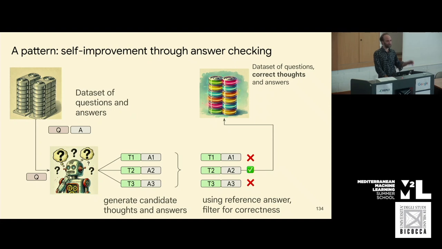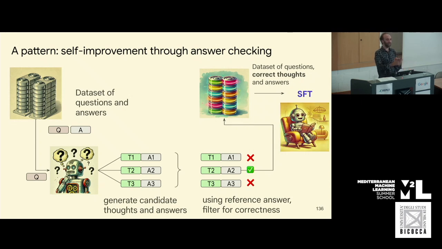My previous data set was questions and answers. And now my new data set is a data set of questions, correct thoughts, and answers. Again, under the assumption that a correct thought means a thought that led to an answer that was equivalent to the gold reference one. And then I do SFT on that new data set. So now I have a data set that has thoughts. I just do SFT on that. And I have a better agent.